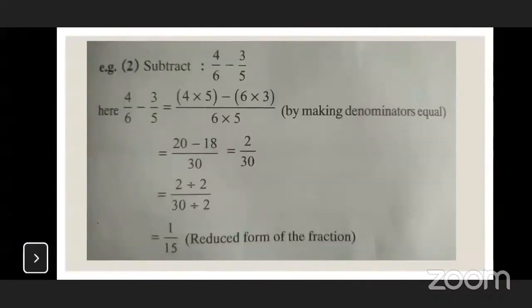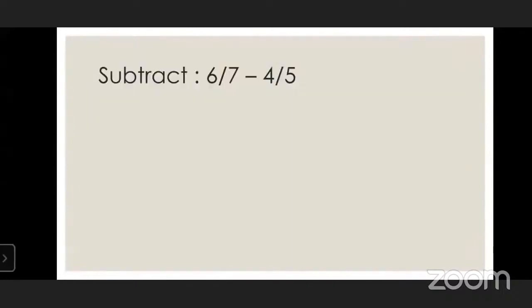The illustration is given: 4 upon 6 minus 3 upon 5. That is 4 multiplied by 5 minus 6 multiplied by 3, and 6 multiplied by 5 in the denominator, by making the denominators equal. So 20 minus 18 divided by 30, that is 2 upon 30. So we will convert 2 upon 30 into reduced form, that is 1 upon 15.